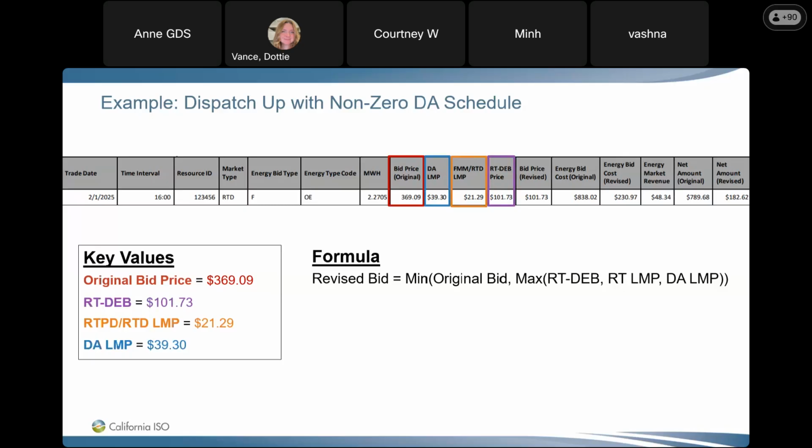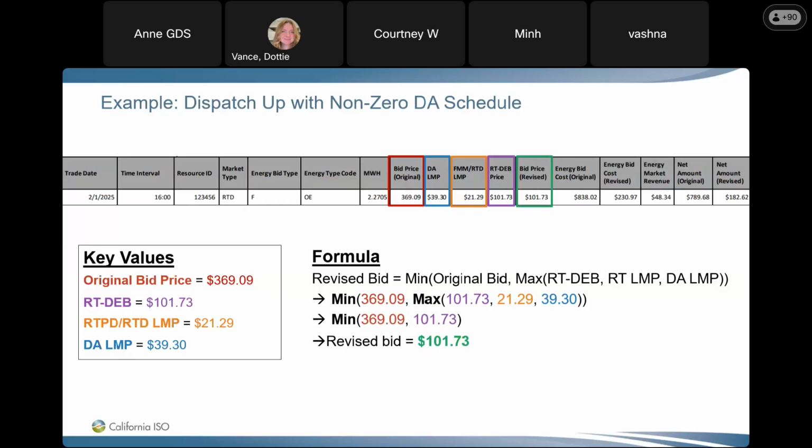So if we take those values and plug them into the equation, you're going to see it laid out like this. The first thing we're going to do is look at which is the highest of the three. So of the three, it's going to be that 101.73. And then from there, you're going to compare it back to that original bid price that we talked about, the $369, and take the lowest. You're going to see now that the revised bid price is $100.73, that you see up in the table above. So that's how you're plugging in the numbers and seeing how we got to that revised bid price.